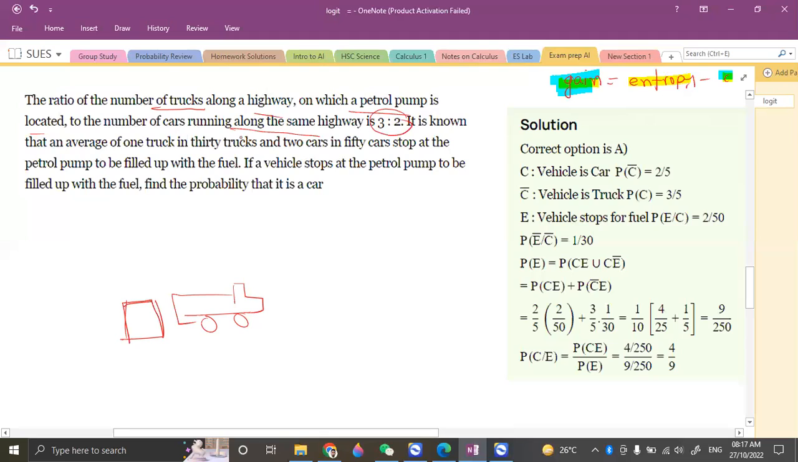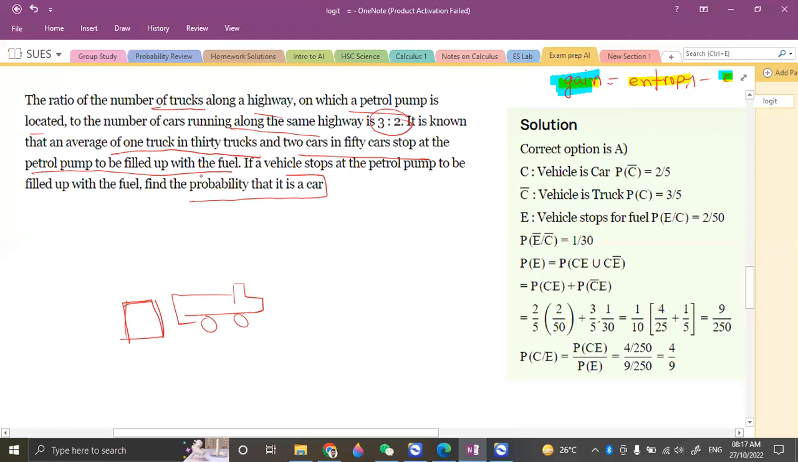It is known that an average of 1 truck in 30 trucks and 2 cars in 50 cars stop at the petrol pump to be filled with fuel. If a vehicle stops at the petrol pump to be filled up with the fuel, find the probability that it is a car.